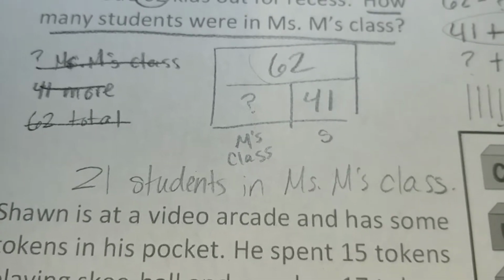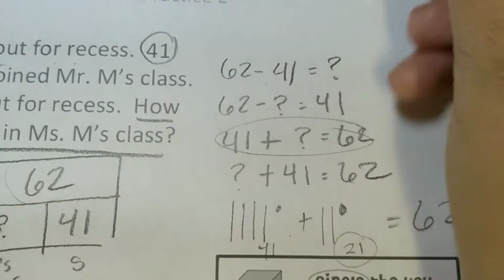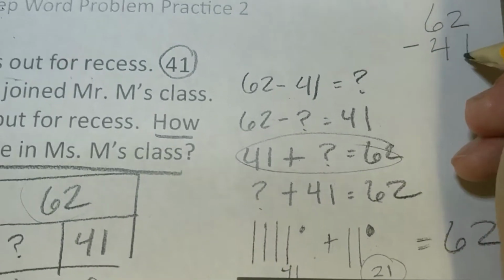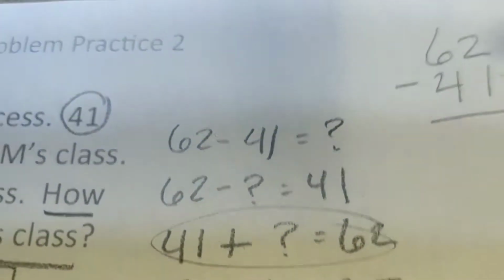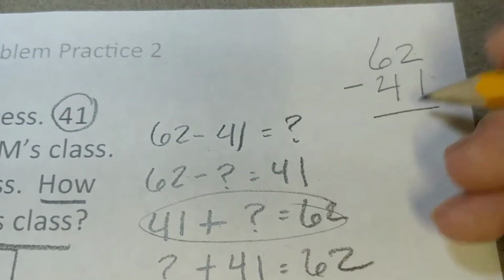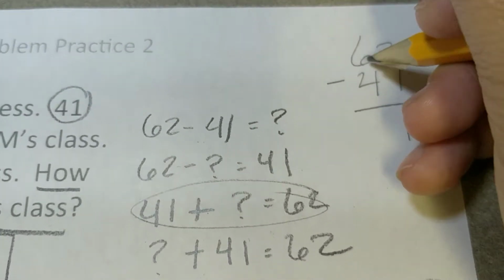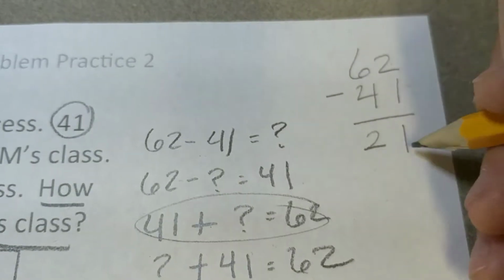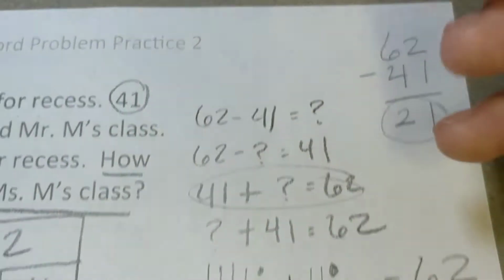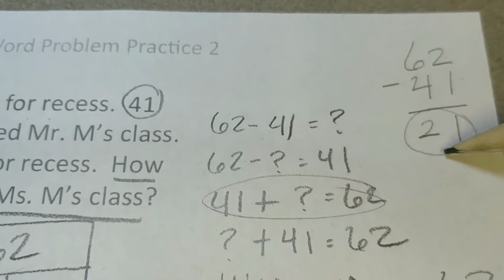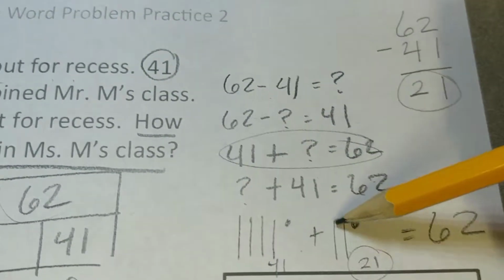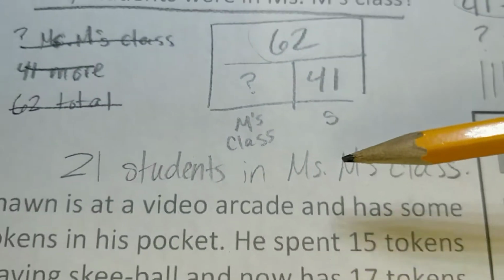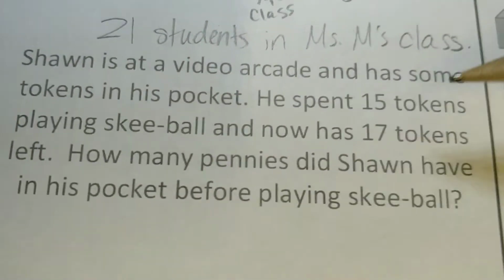Alright, and another way you could have done this, you could have done 62 take away 41. You could have said 2, always start with your 1s. 2 take away 1 is 1. Go over to your 10s place now. 6 take away 4 is 2. That would have also gotten your answer. Alright, that is vertical subtraction. This is horizontal subtraction, and you could have done pictures. So there are many different ways you could solve it. Alright, but the answer is 21 students in Mrs. M's class. Alright, let's go to number 2.